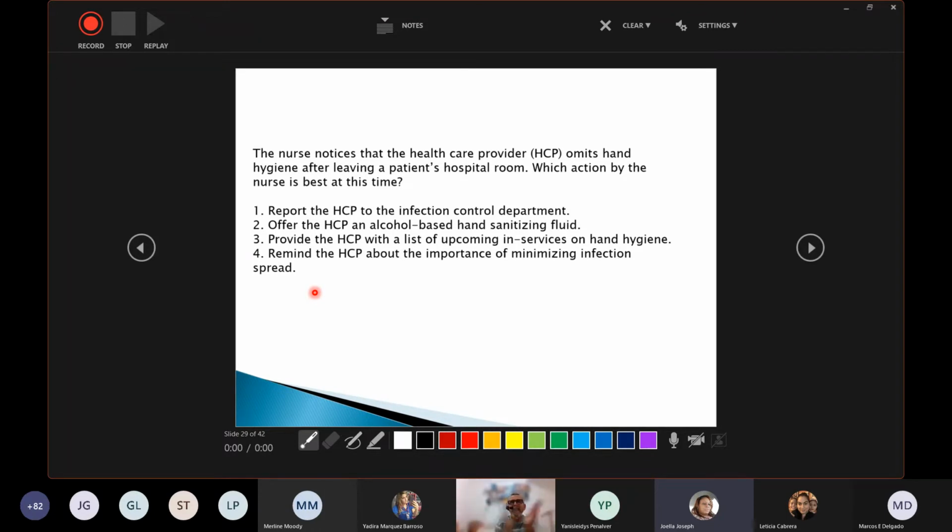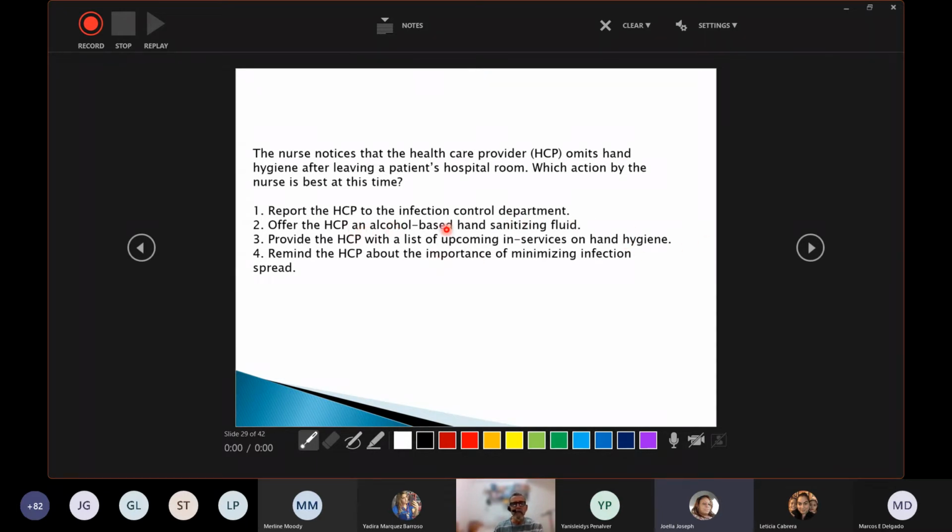What I do, I solve the problem. And no, this is not the moment to educate this doctor. It's the moment to stop the dissemination of infection. So the best that can be done is alcohol-based hand sanitizing, okay?